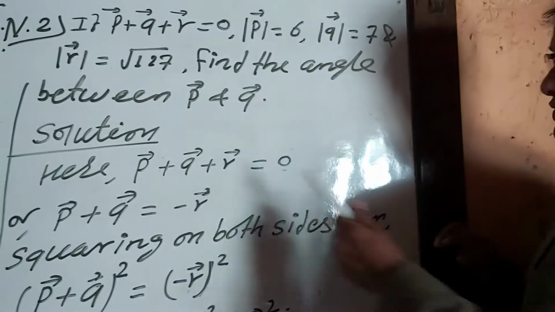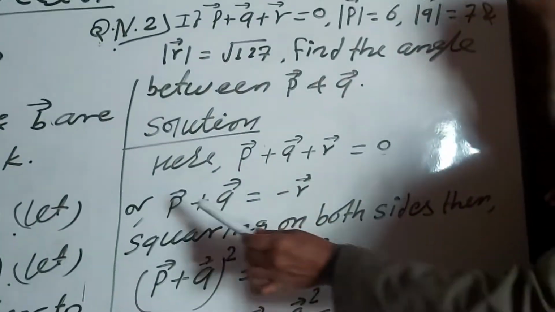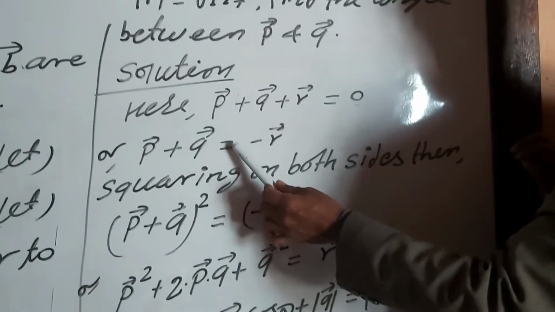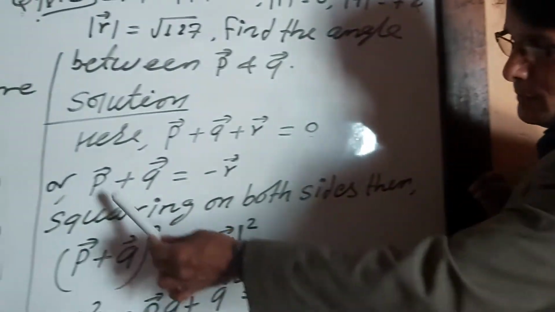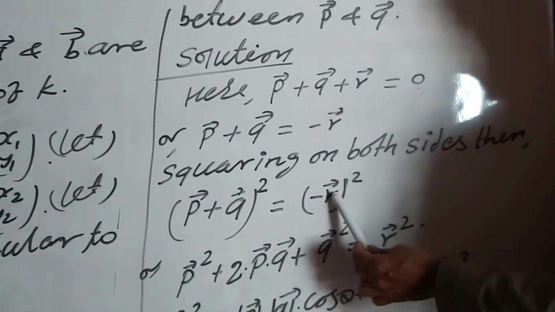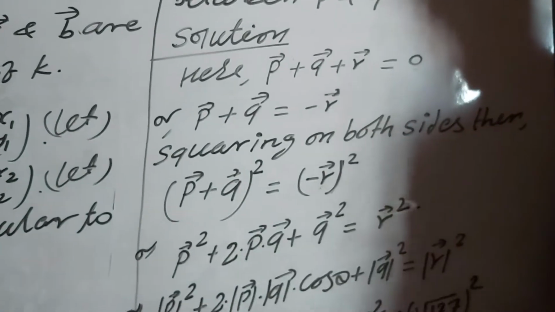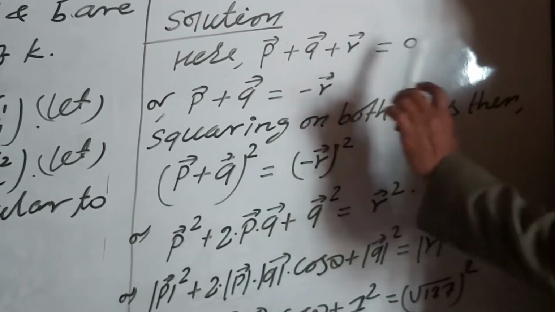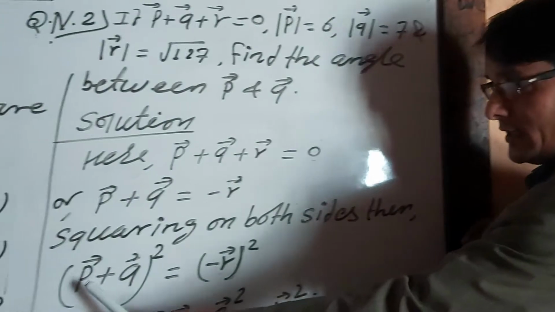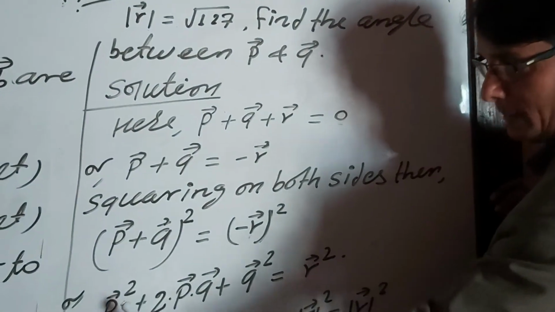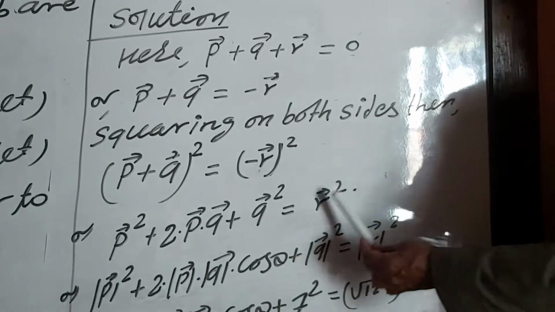Solution. Here vector p plus vector q plus vector r is equal to 0, or vector p plus q is equal to minus r. Squaring on both sides, vector p plus q whole square is equal to minus r whole square. Then write down the expanded form of a plus b whole square. We know a plus b whole square is equal to a square plus 2ab plus b square. Same as here p plus q, so we can write vector p square plus 2 into vector p into vector q plus q square is equal to r square.